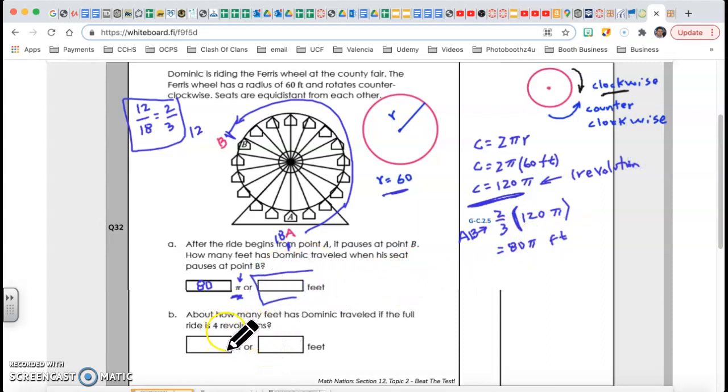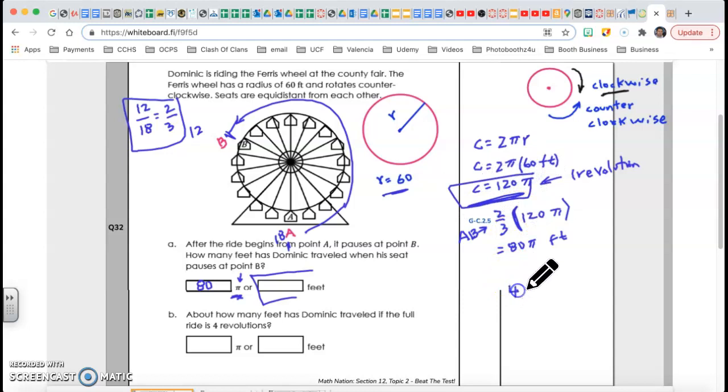Next question is, about how many feet has Dominic traveled if the full ride is 4 revolutions? Meaning, if he goes around 4 times, 1, 2, 3, and 4. That's what you do when you're in a Ferris wheel. He went around 4 times. But a full revolution is 120.